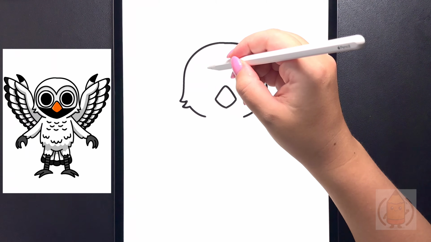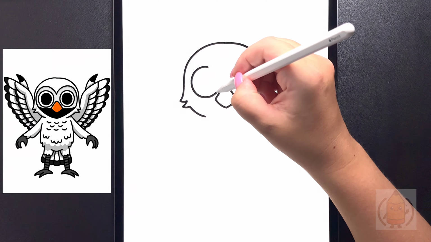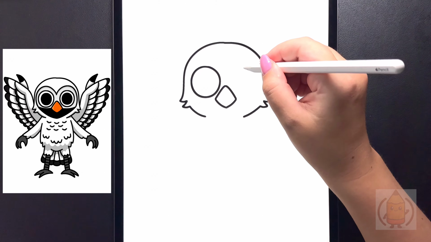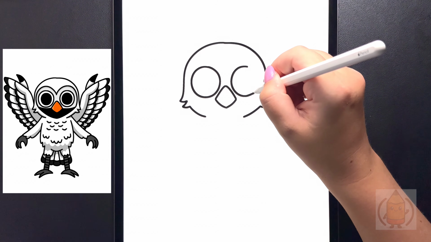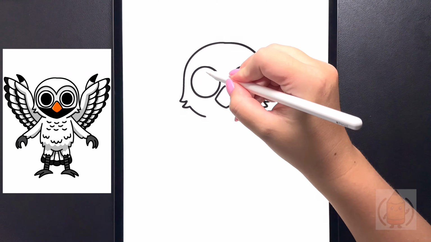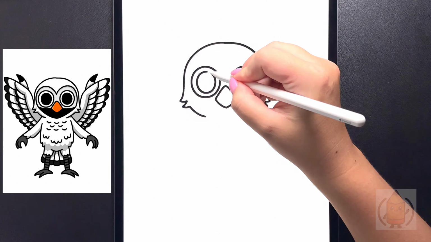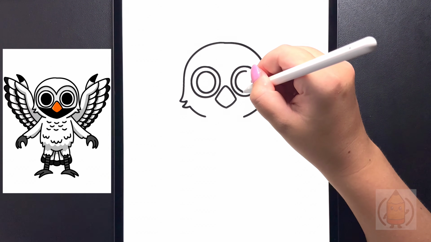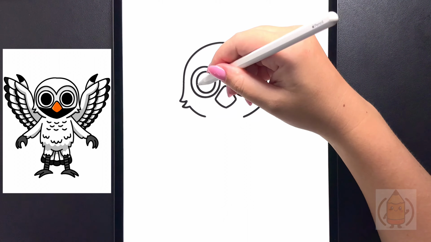Now stepping up for the eyes, we're going to start with the outward circle. Stepping across on the right and replicating that. Moving in towards the center now, let's draw in another circle. And then we're just going to color in that circle black.